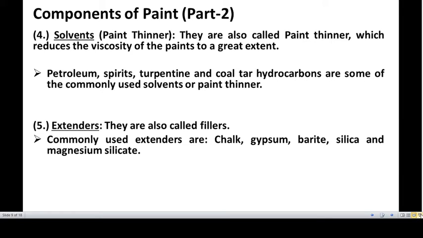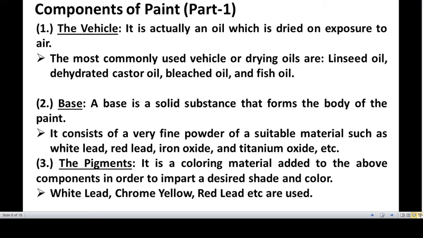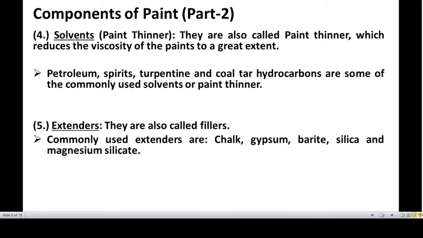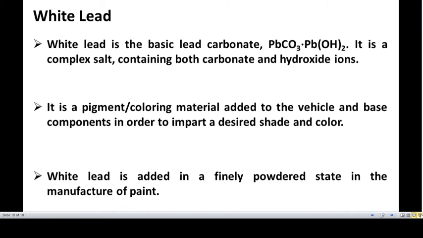And the last component is the extender. They are also called fillers, and commonly used extenders are chalk, gypsum, barite, silica, and magnesium silicate. So these are the 5 important components: vehicle, base, pigment, solvents, and extenders.